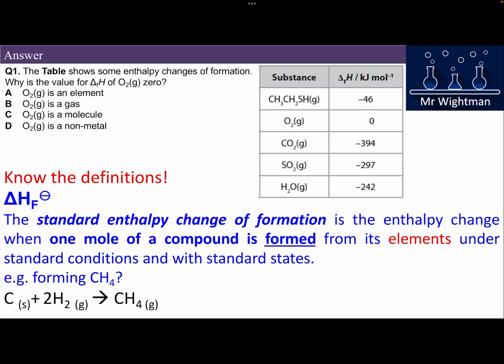And now, the answer for question 1 would be A, oxygen is an element. So the enthalpy change of formation for oxygen is going to be 0 because there's no change in energy. By definition, it is already an element in its standard state. So there will be no change. That's why it's 0. Just be aware of that.